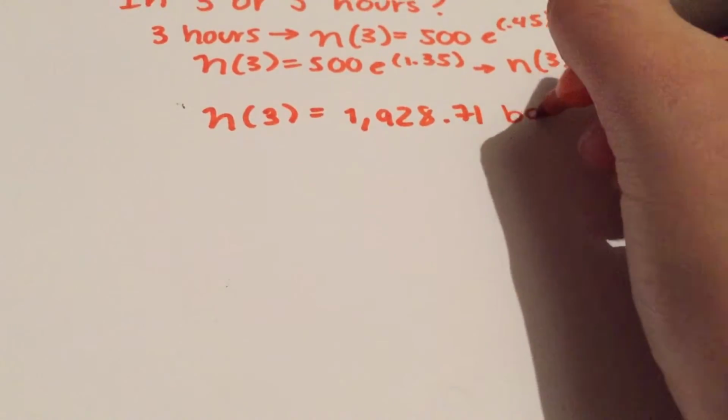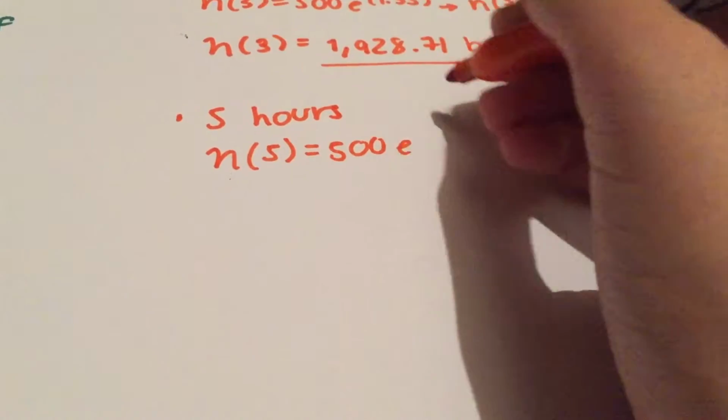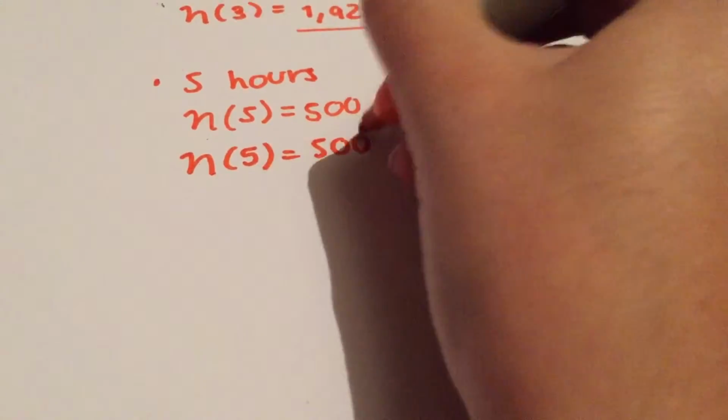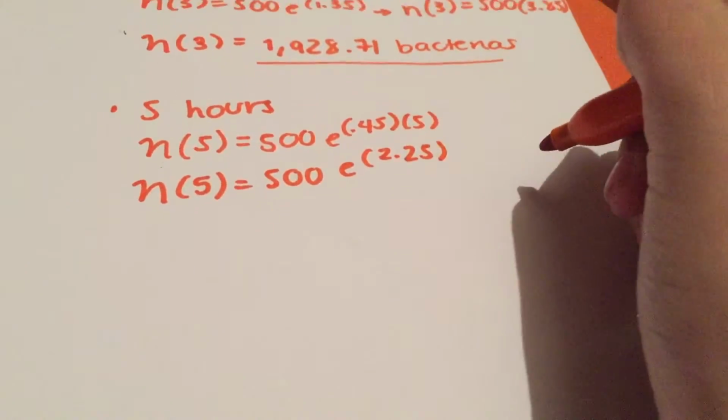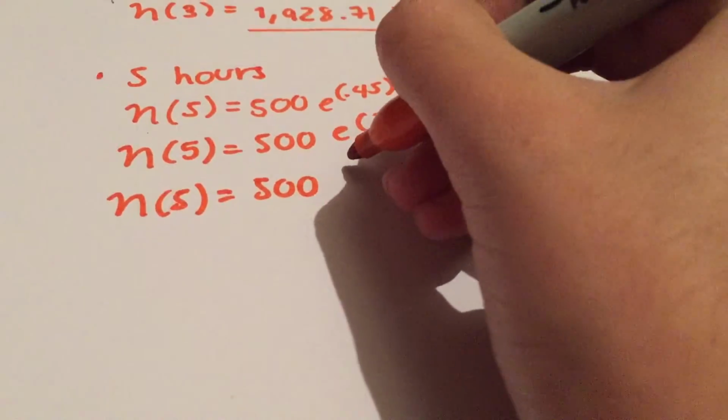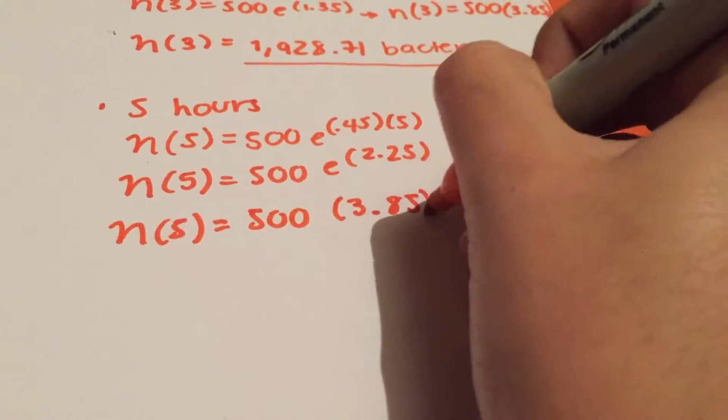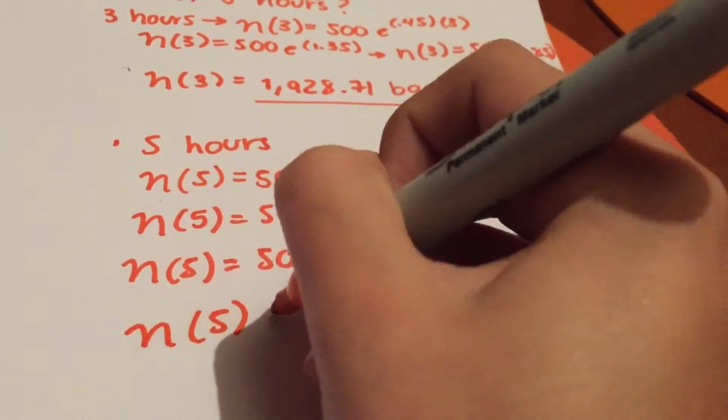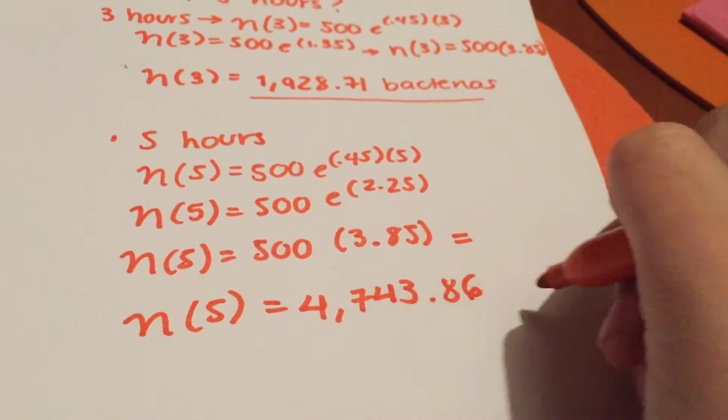So, when 2 hours have passed, it means that the equation will be n of 2 is equal to 500e raised to the power of 0.45 times 2, and the final result will be 1229.80. Oh, I understand now.